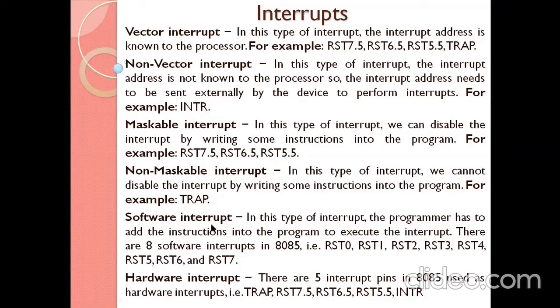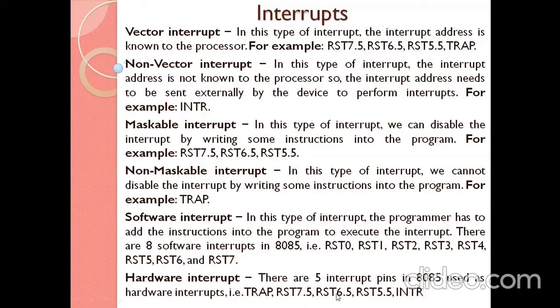Software interrupt means in the program itself, we have to give the instruction. By giving the instruction, we are going to interrupt the processor. That is RST 0, 1, 2, 3, like that. There are 8 interrupts. This is called a software interrupt.